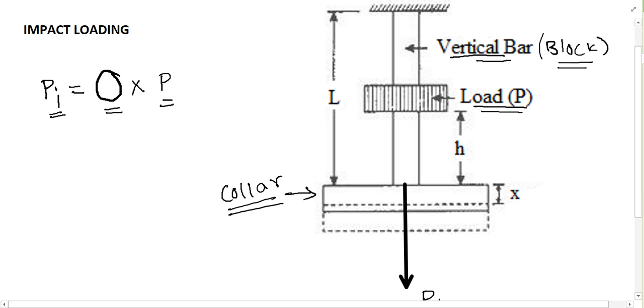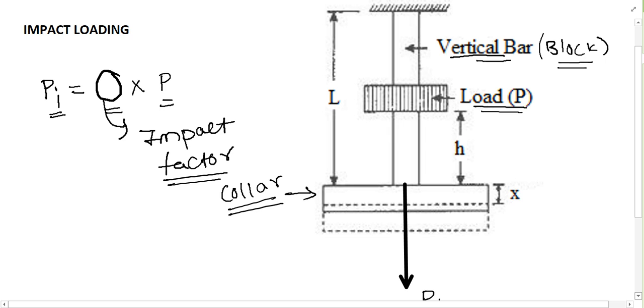Now as this load has some potential energy and this load falls onto this collar, the load applied on my vertical bar will be Pi, correct? That means Pi will obviously be greater than P. That means this something has to be greater than 1. Let's call this something the impact factor. Now we have to multiply by the impact factor to get our instantaneous load.